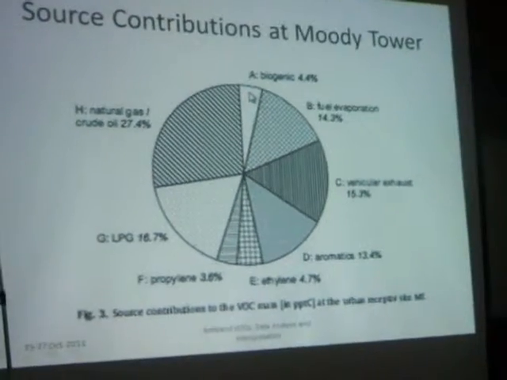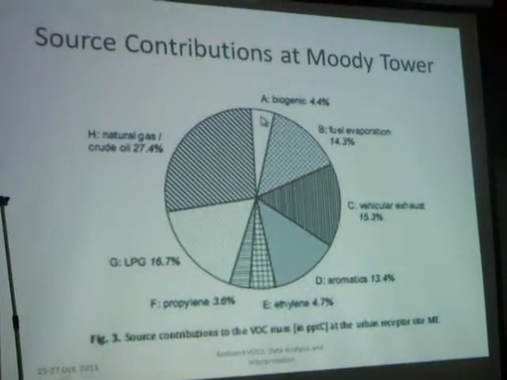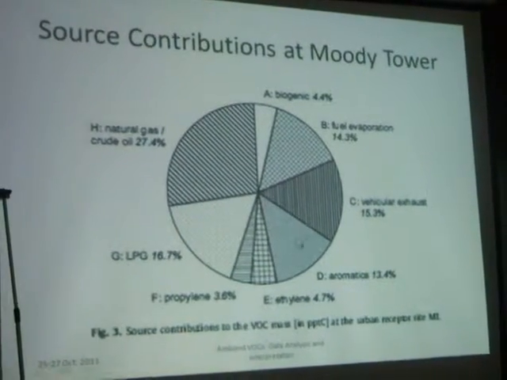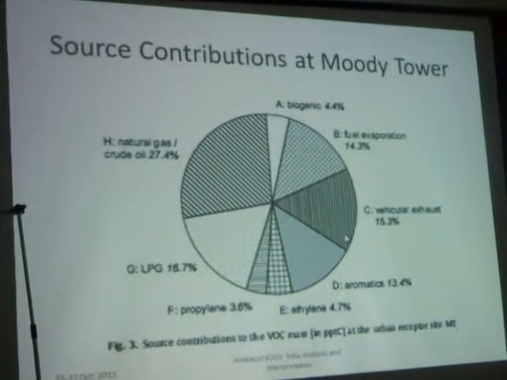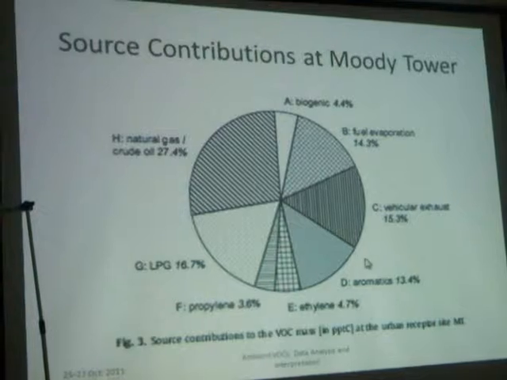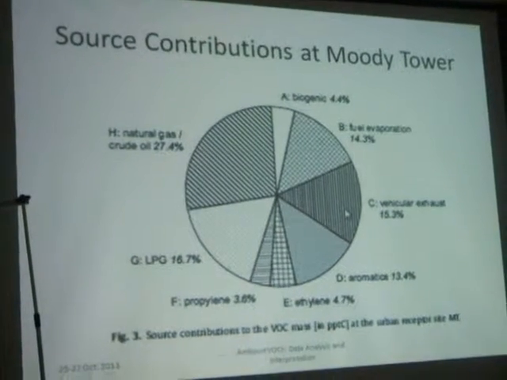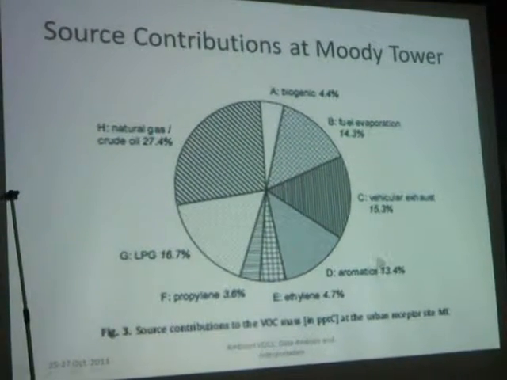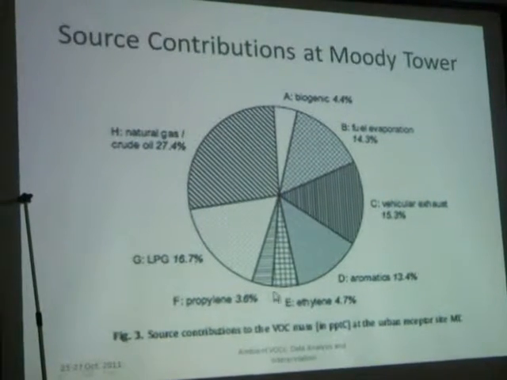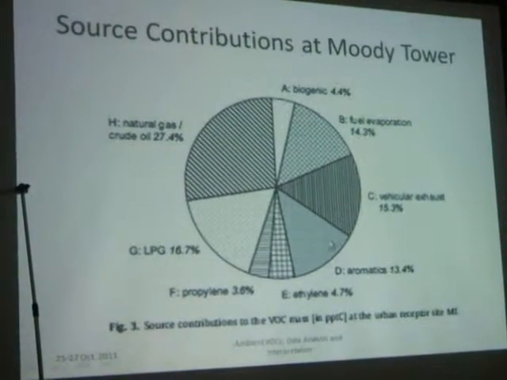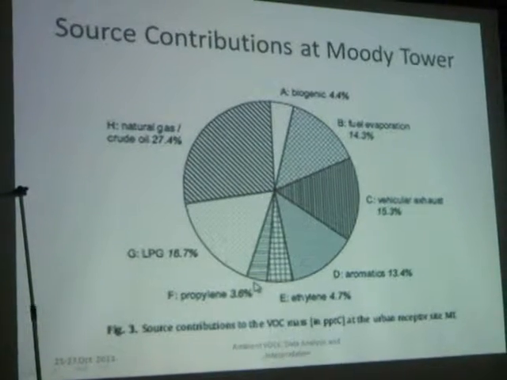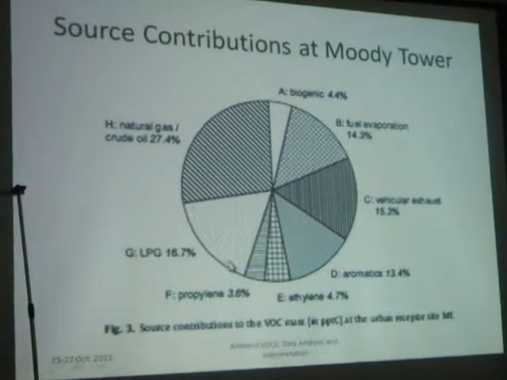Biogenic is very small, which you would expect in an urban industrial area. Fuel evaporation is about 14%, exhaust is about 15%, so vehicles are about 30%. The aromatics, ethylene, propene, that's clearly some industrial component, but what specifically, I don't know.